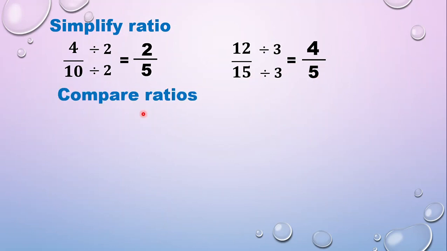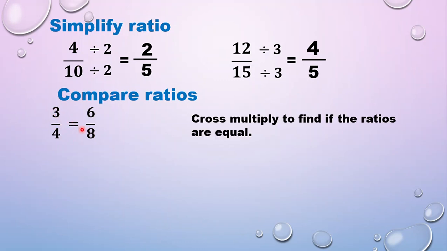Okay, next we are going to compare ratios. So, 3/4 is equal to 6/8. Let us find out if 3/4 is really equal to 6/8. How do we compare ratios written in fraction form? We have to cross multiply to find if the ratios are equal. So, cross multiply: 3 times 8 is 24, which equals 4 times 6, which is 24. So, 24 is equal to 24.